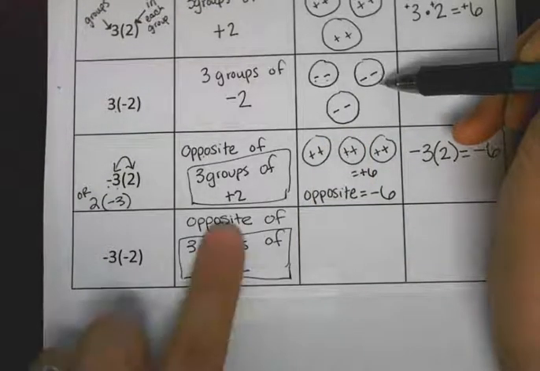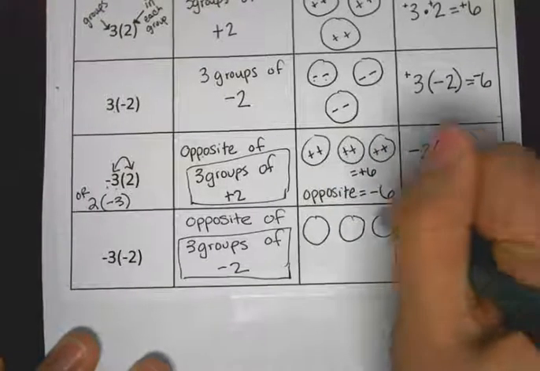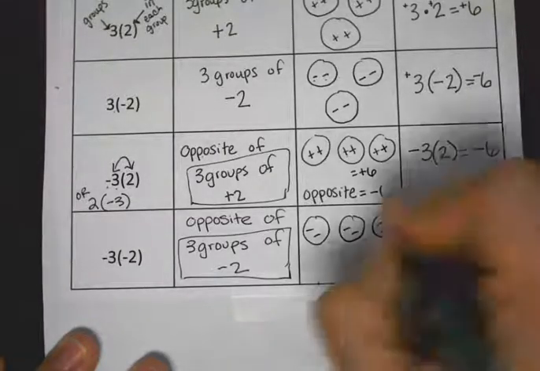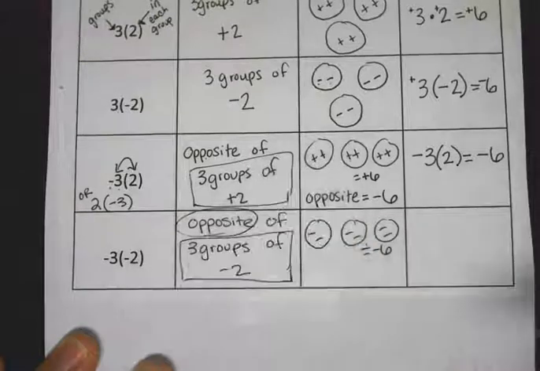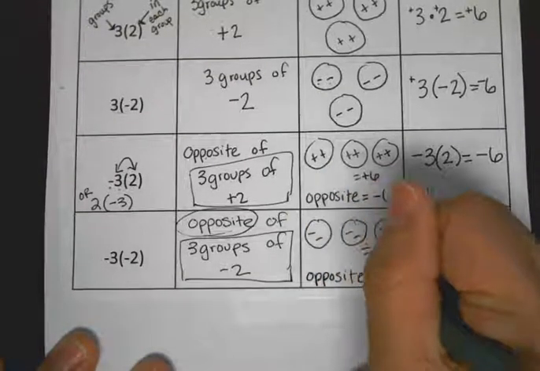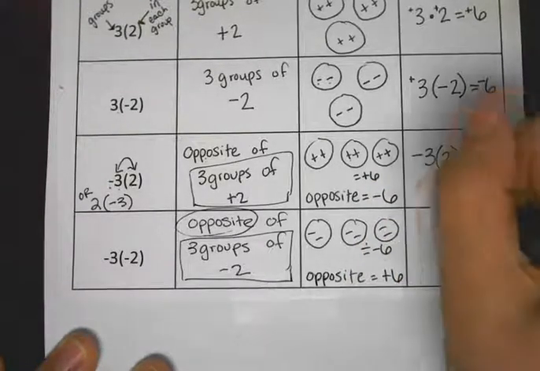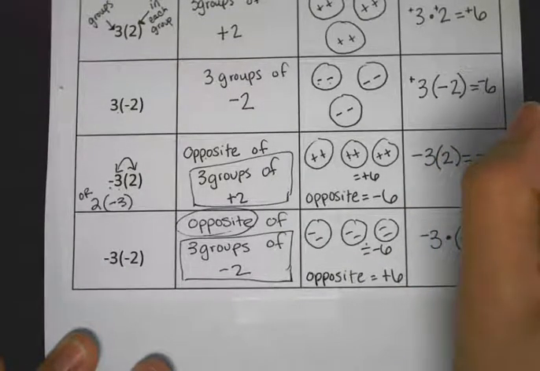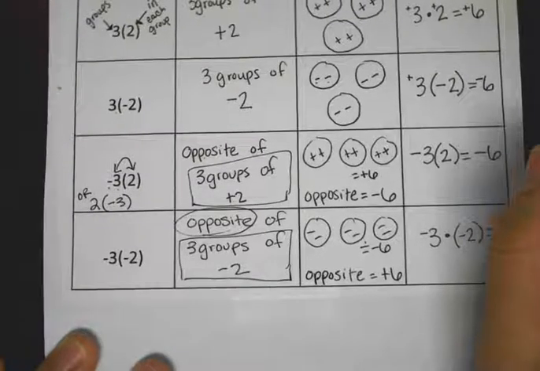And then I need to do the opposite of that. So I could start with my 3 groups of negative 2. And that's 6 negatives. And then I have to go back and do the opposite of that. So the opposite is positive 6. So that's negative 3 times negative 2, and that equals positive 6.